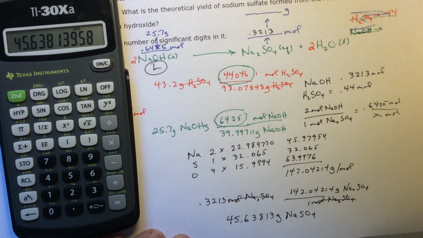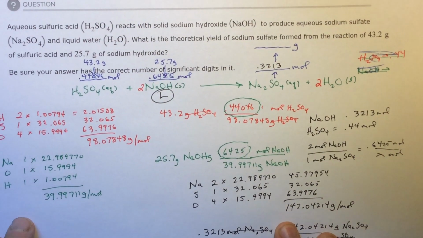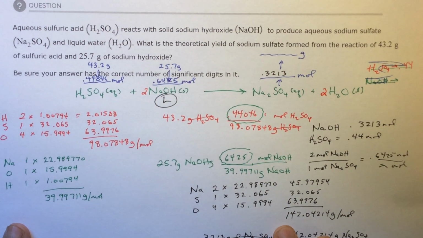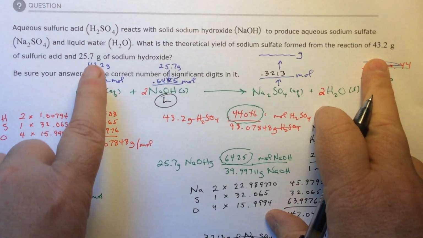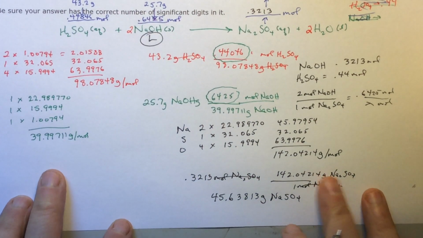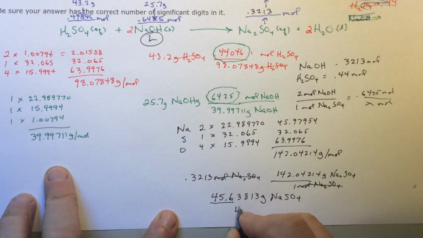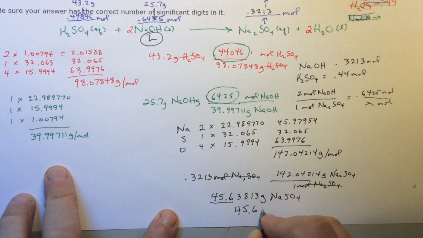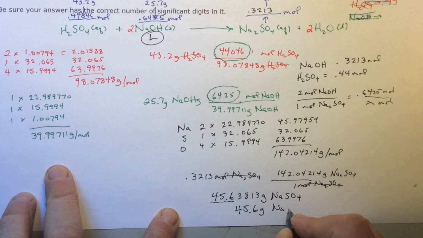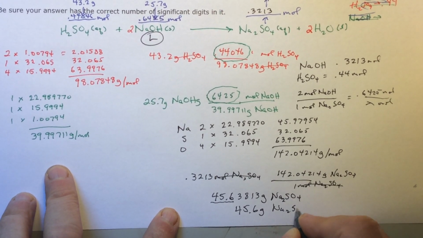Now I need to round it up, so I need to go back and find out what my smaller amounts are. So I've got 3 and 3, so I need to round it to 3. So there's my 3. It's going to be 45.6 grams of sodium sulfate.